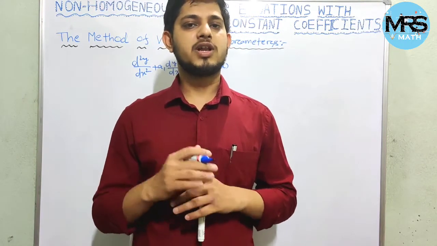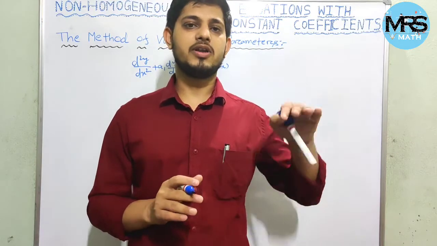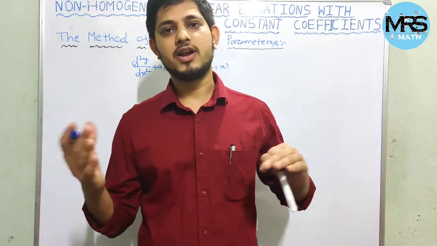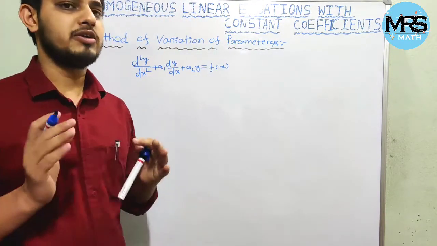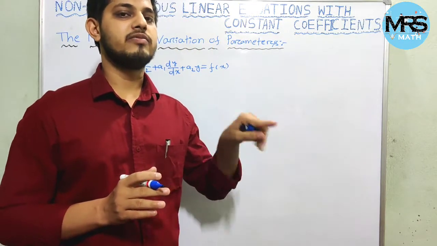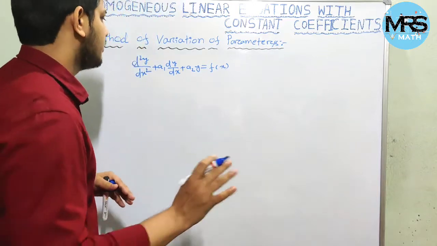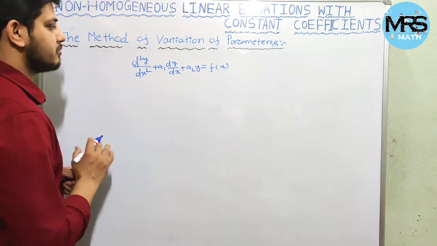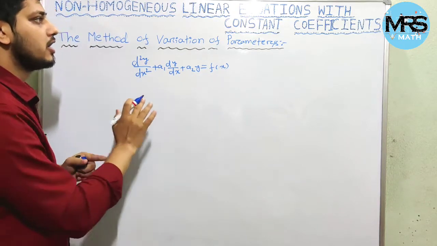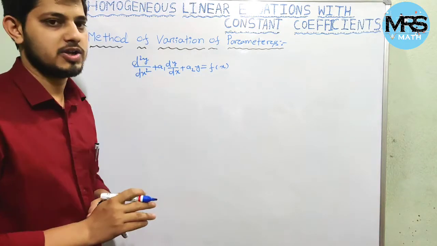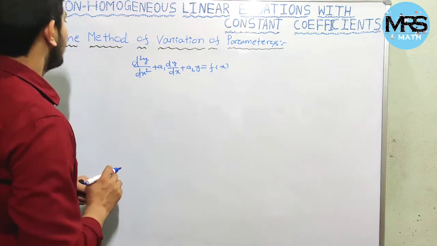So in the previous class we calculated the complementary function separately and the particular integral separately, but here we are going to calculate the particular integral from the complementary function itself. So let us discuss the theory. This is the general form of the second order non-homogeneous differential equation with constant coefficients.